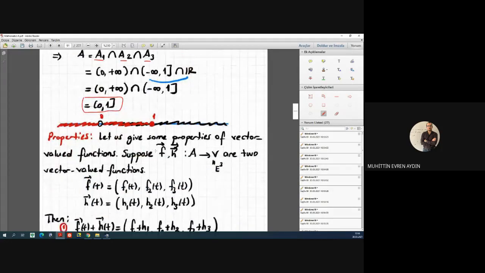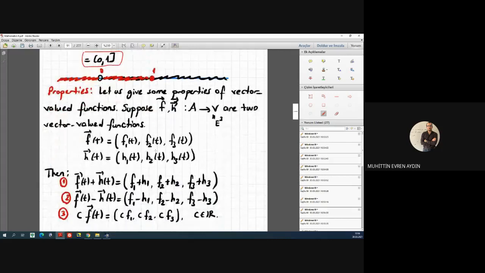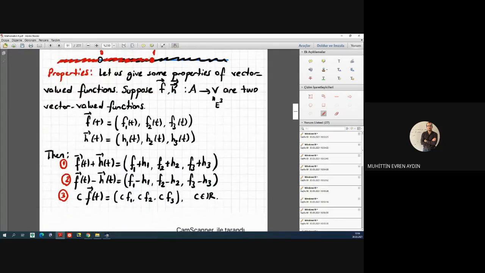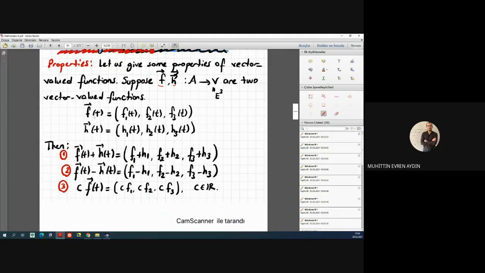Some important points. Okay, let f and h be two vector valued functions. Then the algebraic properties of those vector valued functions are defined similar to the algebraic properties of vectors, as you can see in these properties: vector summation, vector subtraction, and multiplication by a scalar.